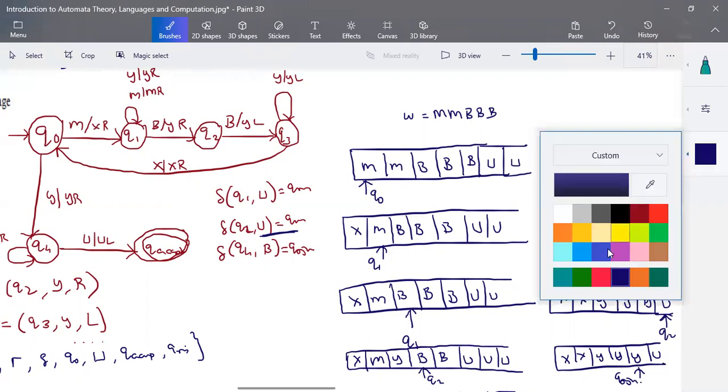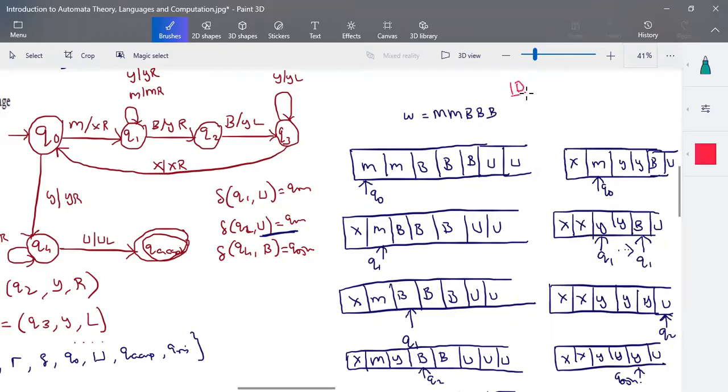Now the next important thing is, if the question mentions instantaneous description, you have to write the whole element in a single line. That is called instantaneous description. You have to write the contents of the tape as they are. So M, M, B, B, B and the blank symbol will remain as it is, and wherever your reader head focuses, in the prefix you have to write the state.